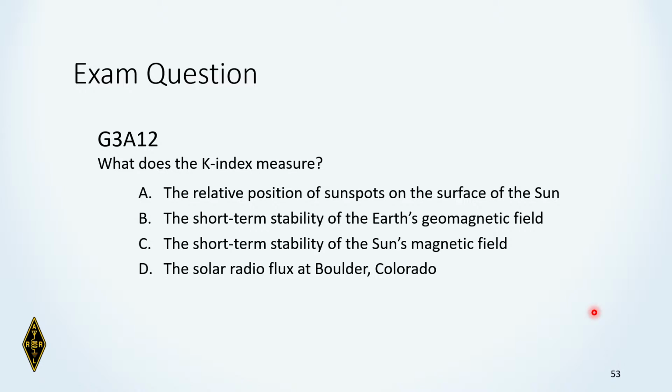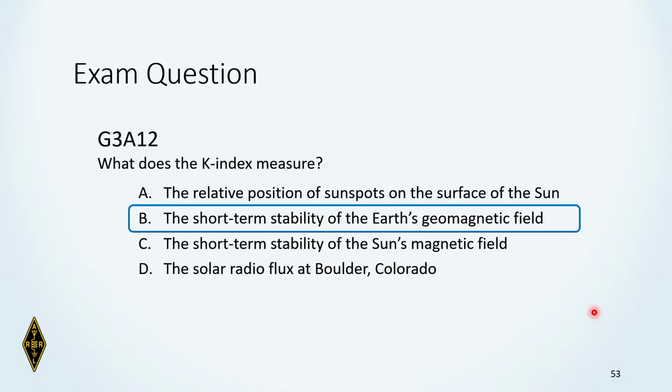What does the K index measure? Bravo. It's the short-term stability. So if you're going to start a contest or you're trying to work a DX station, you want a fairly low K index. The A might be high, but you don't care. You're really concerned about what it is right now, which is the K.